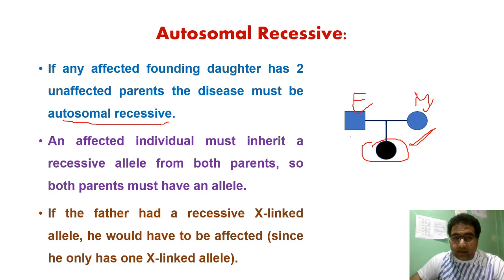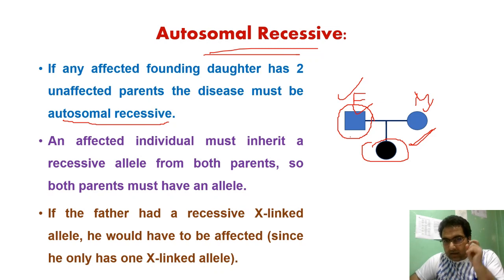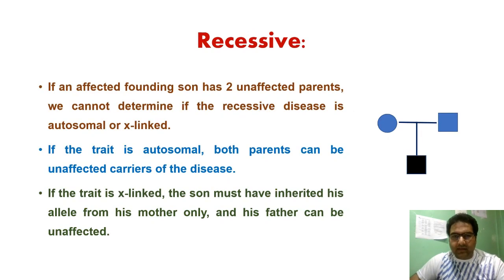If the father had an X-linked recessive allele, then he would have to be affected. Then he must have been diseased. So it is not an X-linked disease, but an autosomal recessive disease. If the daughter is affected and both parents are unaffected, it means it is an autosomal recessive disease. Now we will continue with this kind of recessive disease.